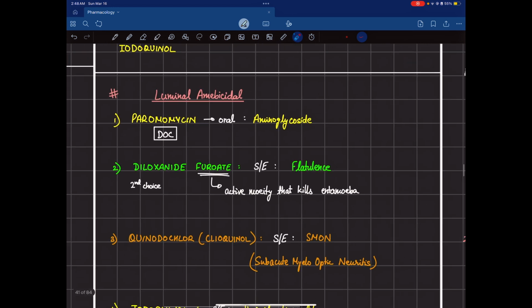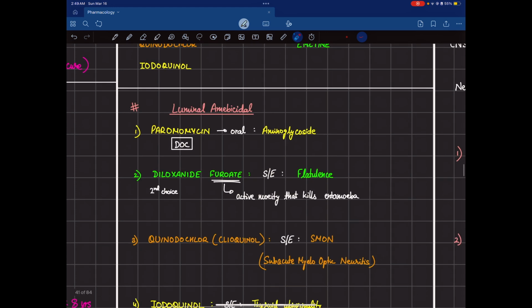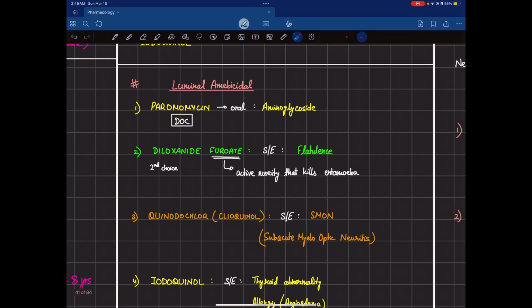Now, talking individually for your luminal amoebicidal agents, that is when the cyst is still in the colon and has not penetrated the tissues. Your drug of choice is paromomycin, and it's an oral drug, and it's also classified as an aminoglycoside. That is your drug of choice. Moving on to the next one, it's called diloxanide furoate, and this is your second choice. The furoate is actually an active moiety that kills the entamoeba, and the side effect you see with this is flatulence. Flatulence is nothing but accumulation of gas in the fundus of your stomach.